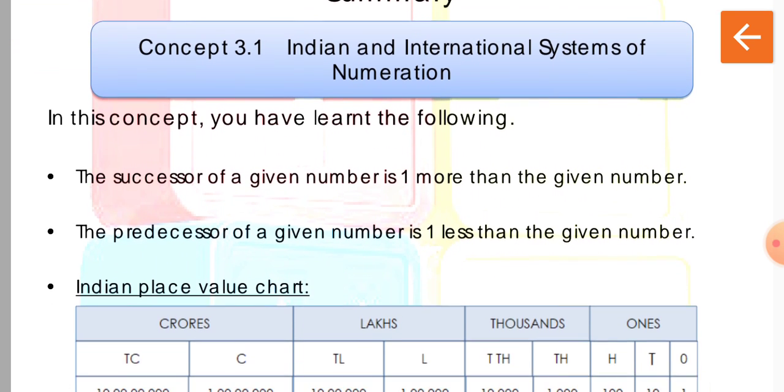First one, the successor of a number. Children, do you remember what the successor of a number is? Yes, successor means the after number. To get the successor of a number, you can add 1 to the given number. So the successor of a given number is 1 more than the given number. And what is a predecessor? The predecessor of a number is 1 less than the given number. That is, the before number of the given number is the predecessor of that number.